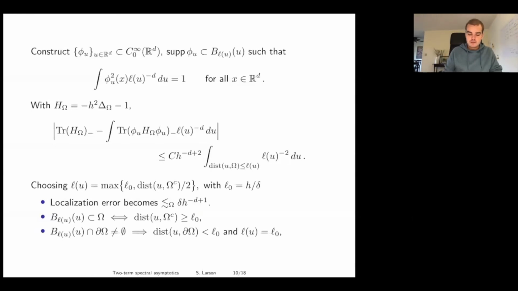Okay, so with this length scale, I want to note two things. First off, the property that u is such that the local problem at u is completely contained in omega is equivalent to the distance to the boundary being larger than, or at least, L0. Similarly, if we instead intersect the boundary, so this is when we're close to the boundary, then the distance to the boundary is less than L0, and moreover, this length scale is just given by this constant. So there's nothing funny going on with the length scale once we're close to the boundary.